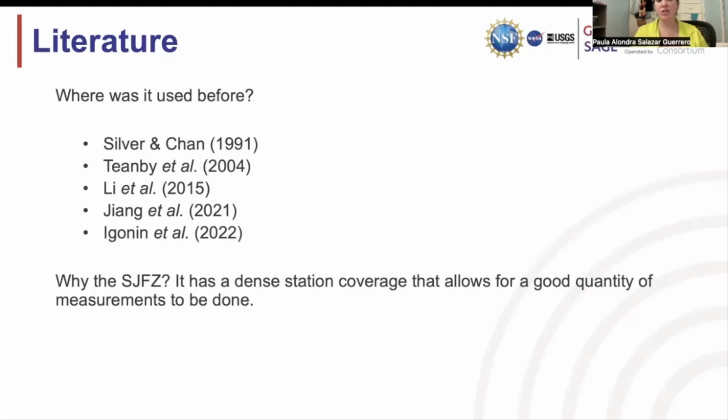So this is a little question that I put here: why the San Jacinto fault zone? This question popped into my mind a lot of times. I was asking myself, why did they choose the San Jacinto fault zone to do these measurements? And the answer was that this region in particular has a very dense station coverage, and this allows for a good quantity of measurements to be done and to pick from.